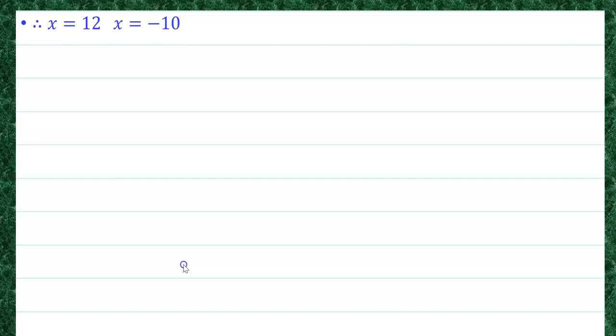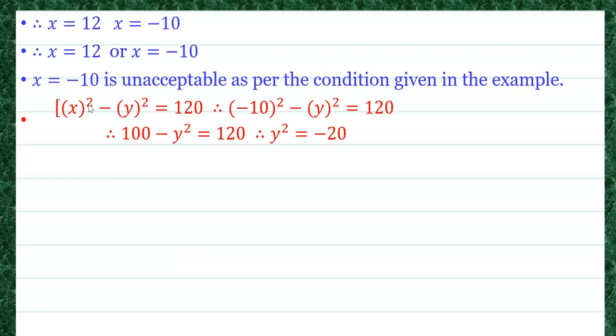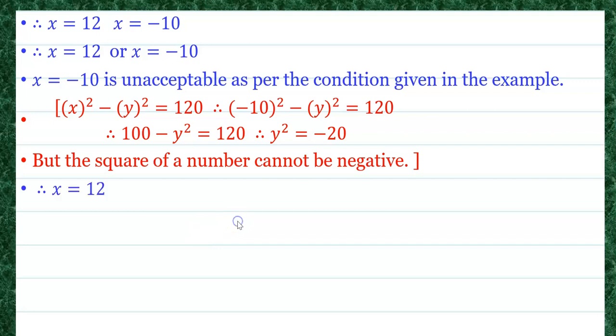Now the next is, पुन्हा and पाहिजे तिथे. Let's repeat it. x is equal to minus 10 is not acceptable as per the condition given in the example. What is that? x square minus y square is equal to 120. जर आपण इथे मायनस 10 सबस्टिट्यूट केला, तर मायनस 10 स्क्वेअर किती येणार तर तो 100 येणार. 100 minus y square is equal to 120 आणि सिम्प्लिफाय केलं, then y square is equal to minus 20. कुठल्याही नंबरचा स्क्वेअर हा मायनस नसतो, and therefore x is not equal to minus 10. Okay, and therefore x is equal to, आपण 12 कन्सिडर करत असतो.